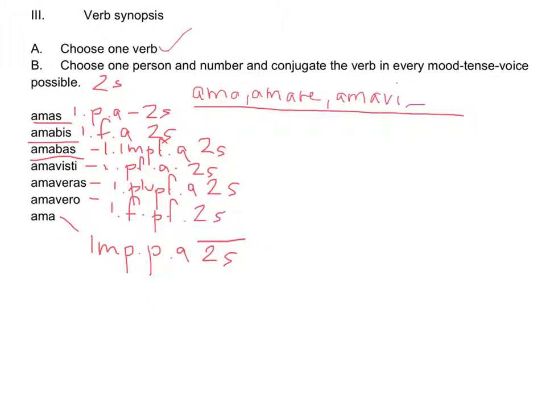So this process means that you choose any single verb that you wanted to. You could do it with moneo, monere, monui. There's your principal parts that you need so far. You choose one person and number, let's say third person singular. And then I suggest that you do it in the order that I've just shown you.